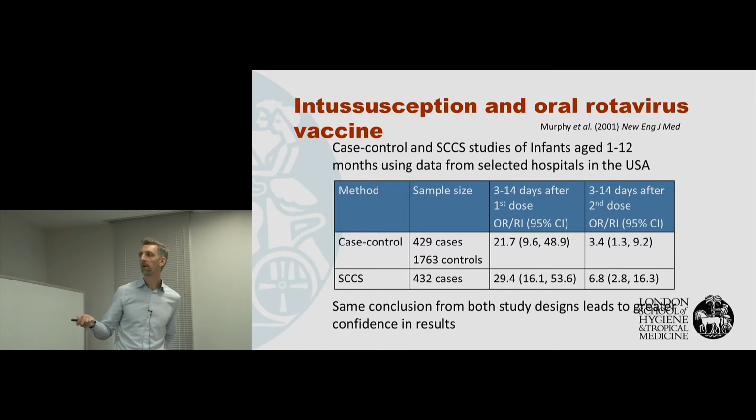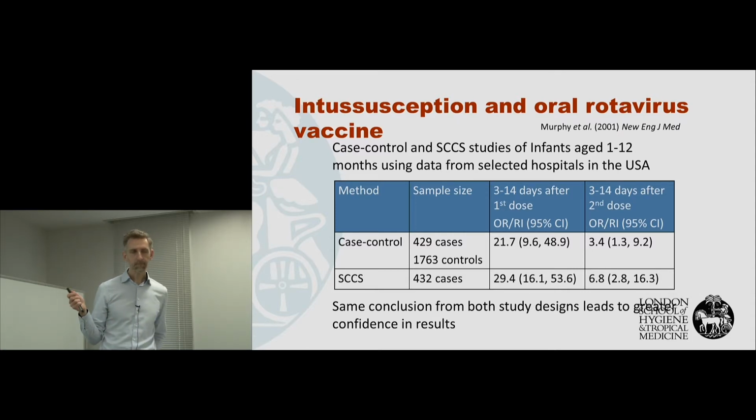So the rate ratio here was 29.4 during the first 3 to 14 days after the first dose, whereas it was 6.8 after the second dose. Okay, so both study designs pointing in the same direction, quantitatively slightly different, but both leading to the same conclusion that there was likely to be a major problem with the rotavirus vaccine and intussusception.